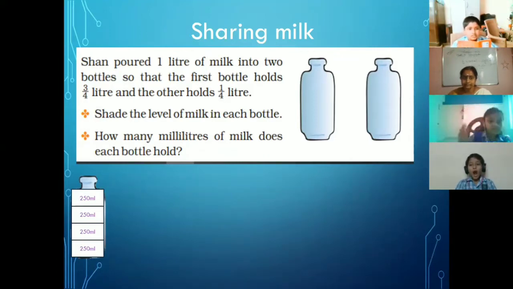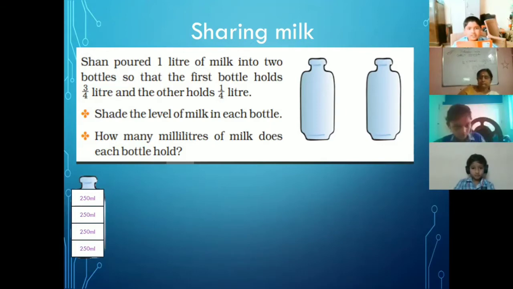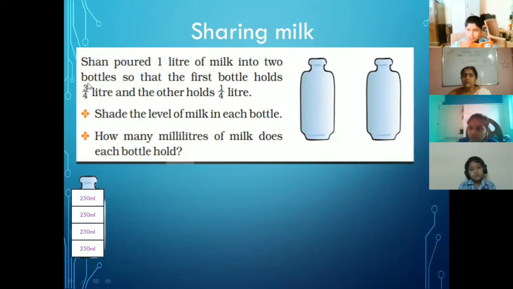Shan poured 1 liter of milk into 2 bottles so that the first bottle holds 3/4 liter and the other holds 1/4 liter. Shade the level of milk in each bottle. How many milliliters of milk does each bottle hold? So Shan poured 1 liter of milk into 2 bottles.